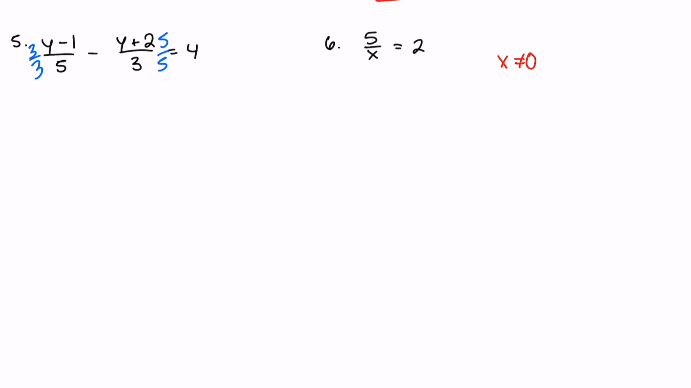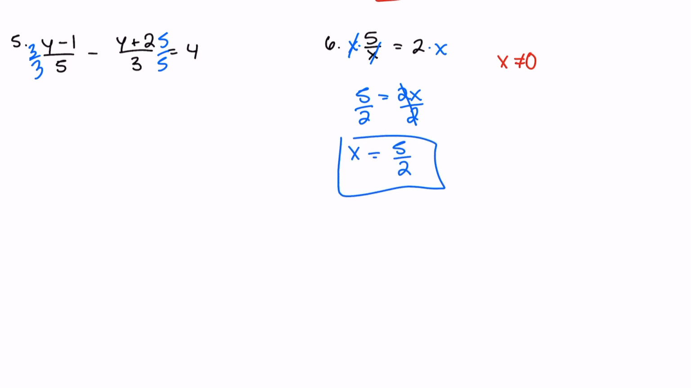Now we can solve like usual. So to get this x out of the denominator, we can multiply both sides by x. When we multiply by x on both sides, we end up with this canceling, and we get 5 equals 2x. To get rid of this multiplying by 2, we can divide by 2 on both sides. These cancel, and we're left with x equals 5 over 2.